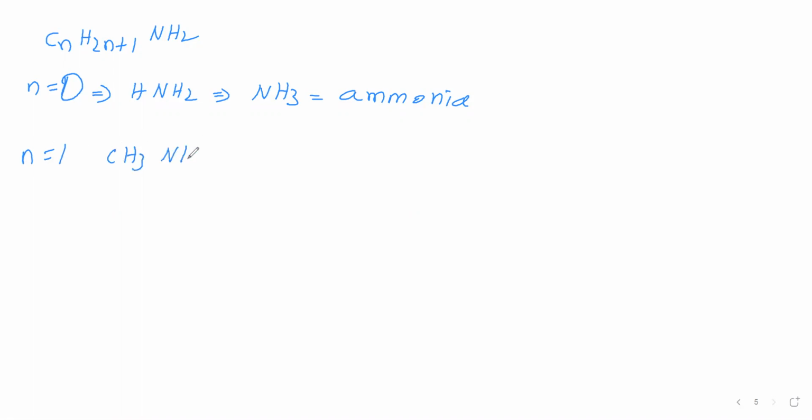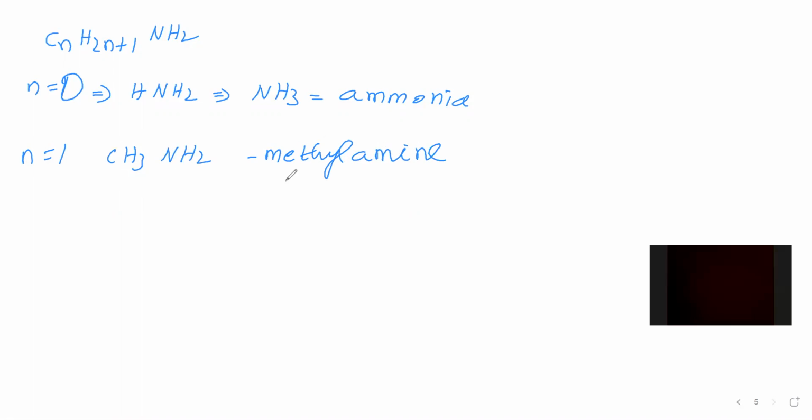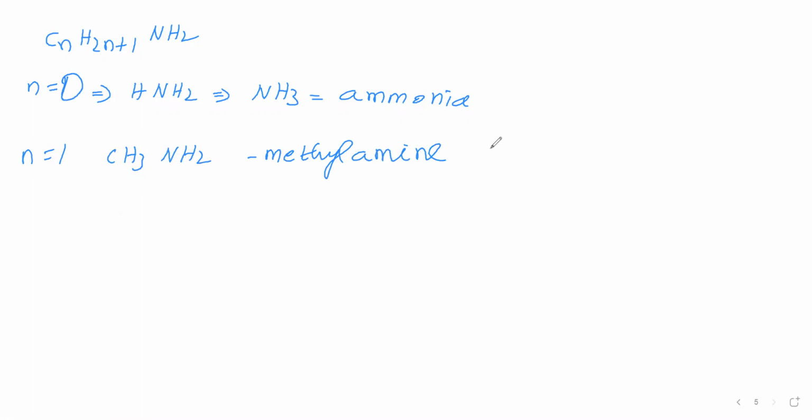That means CH3NH2. This CH3NH2, what is the name, we will see. CH3 name is methyl. NH2 name is amine. Therefore, the name of CH3NH2 is called methylamine. It is an organic compound.